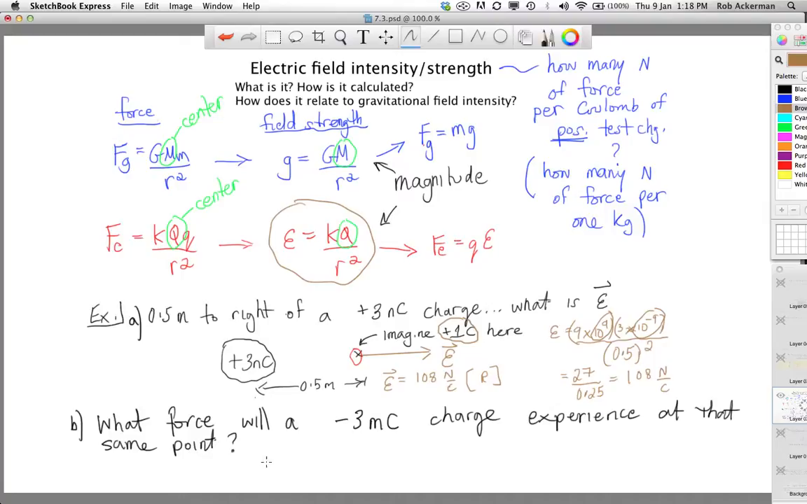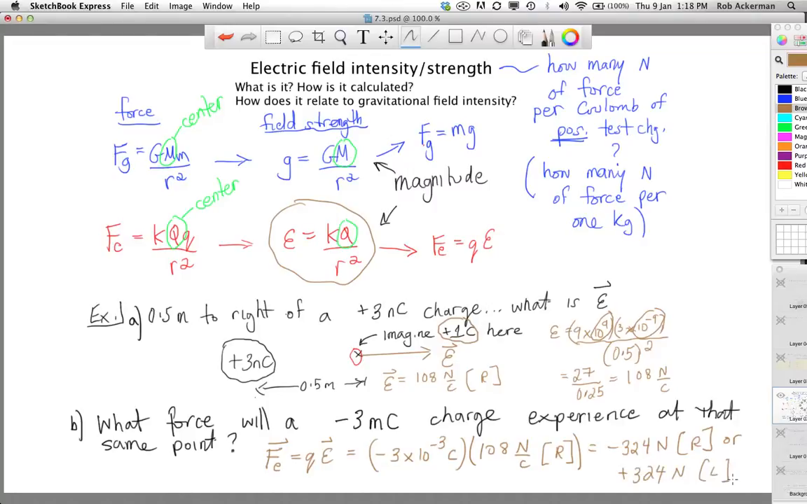So actually here, we're going to get that the electric force, which is Q times E, is equal to -3 milli, and milli means 10 to the -3, times 108 newtons per coulomb. That was to the right for positive charges, but because I now want to reverse the direction since I'm dealing with a negative, I insert a negative sign here to remind me of that. What is 3 times 108? I believe it's 324. It'll be -324 newtons right, or we could call it positive 324 newtons to the left.